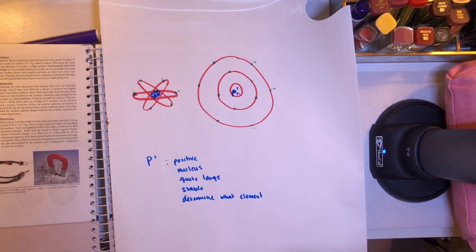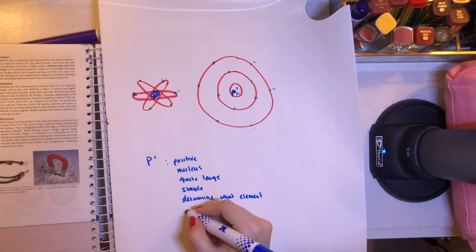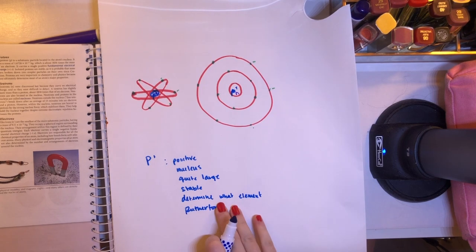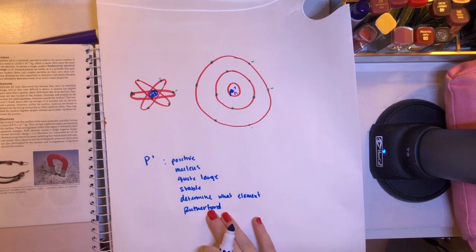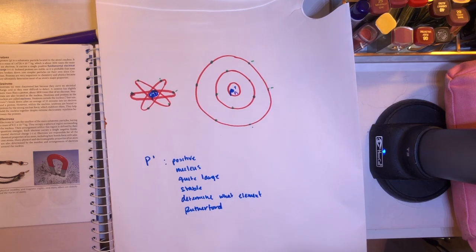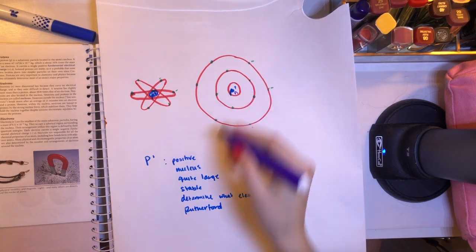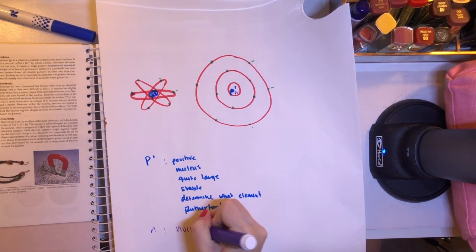Okay, next we have neutrons. Also remember who discovered protons. I think it was Rutherford. Correct me if I'm wrong. Rutherford discovered protons with the experiment that I sent you a video of, where he was shooting alpha particles at a sheet of metal. Okay, so neutrons. Neutrons are neutral, N for neutral. Neutrons are also located in the nucleus.